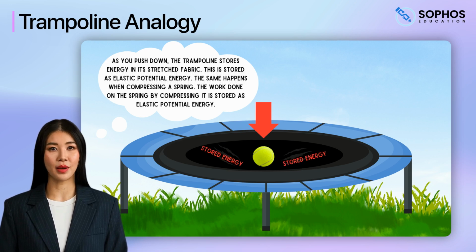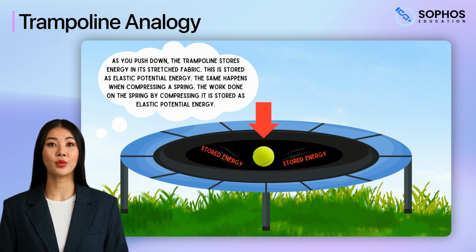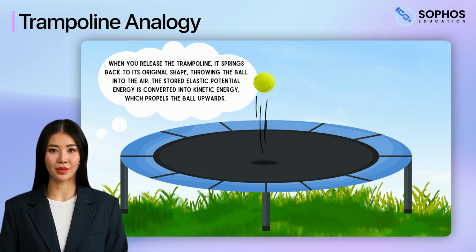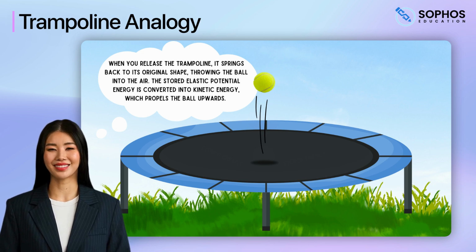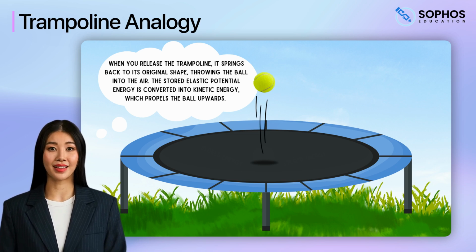As you push down, the trampoline stores energy in its stretched fabric. This energy is stored as potential energy, specifically elastic potential energy. The same happens when compressing a spring. The work done on the spring by compressing it is stored as elastic potential energy. When you release the trampoline, it springs back to its original shape, throwing the ball into the air. This action is an excellent way to see energy conversion. The stored elastic potential energy is converted into kinetic energy, which propels the ball upwards. Similarly, when you release a compressed spring, the stored elastic potential energy is converted into kinetic energy.